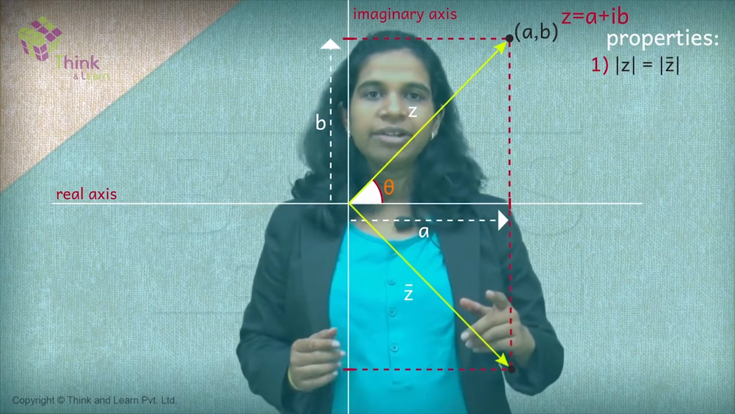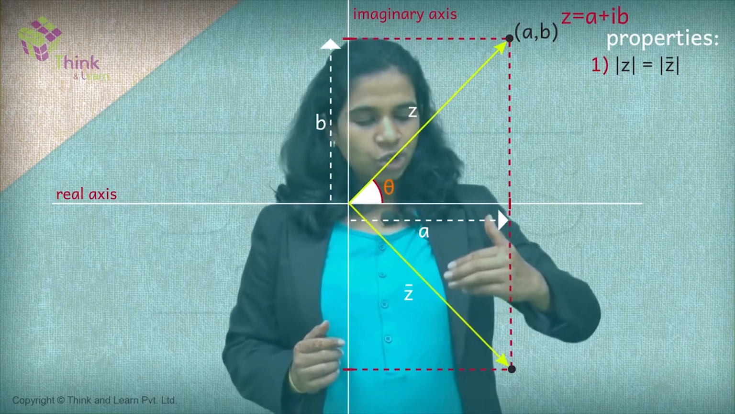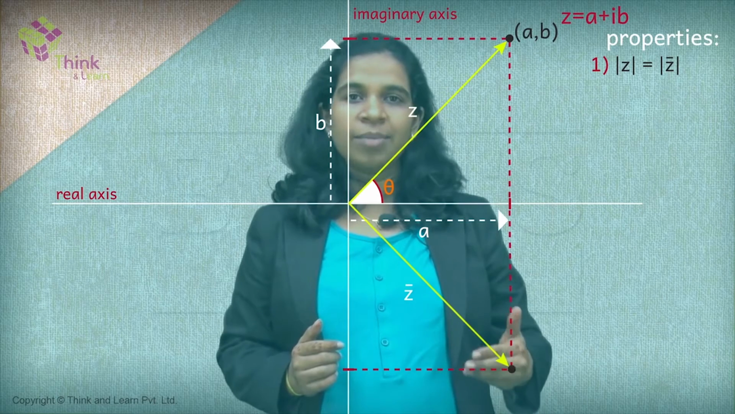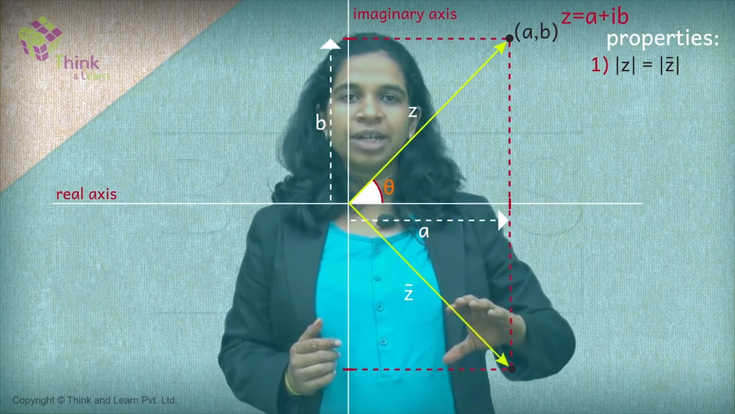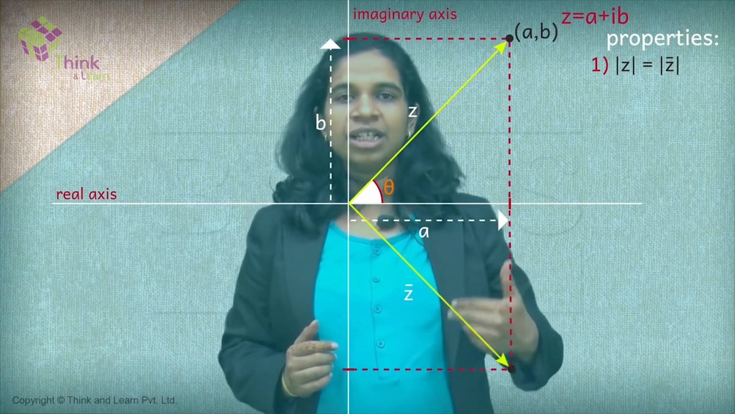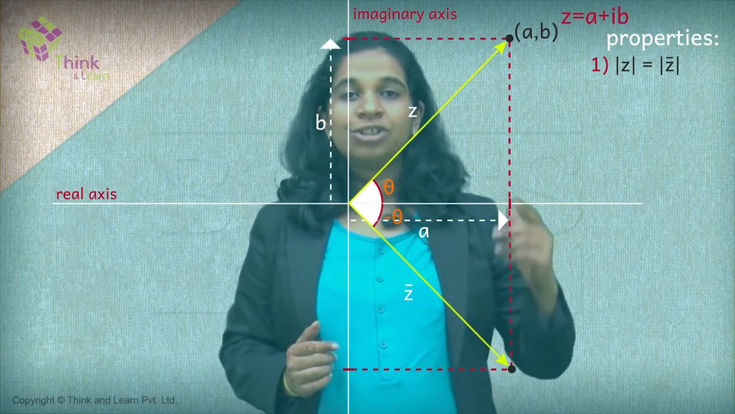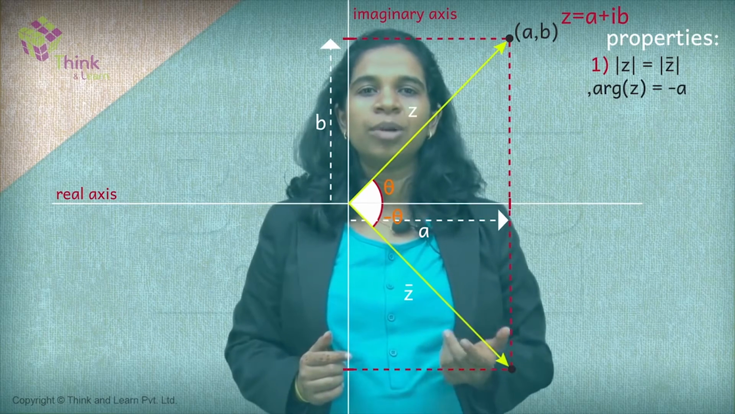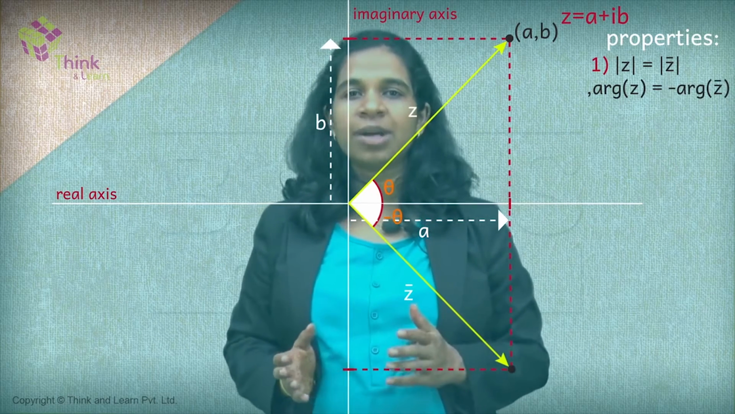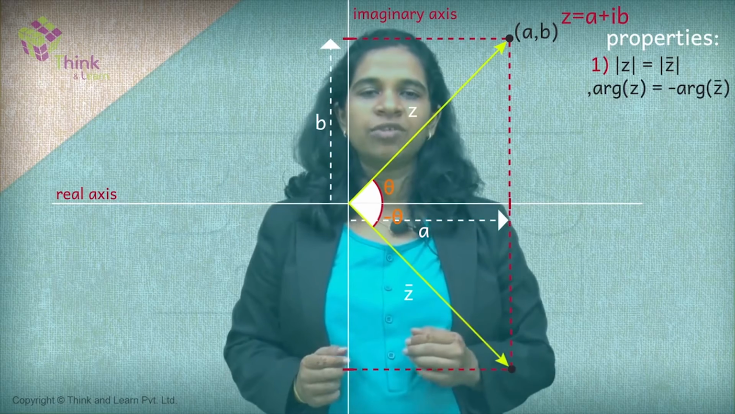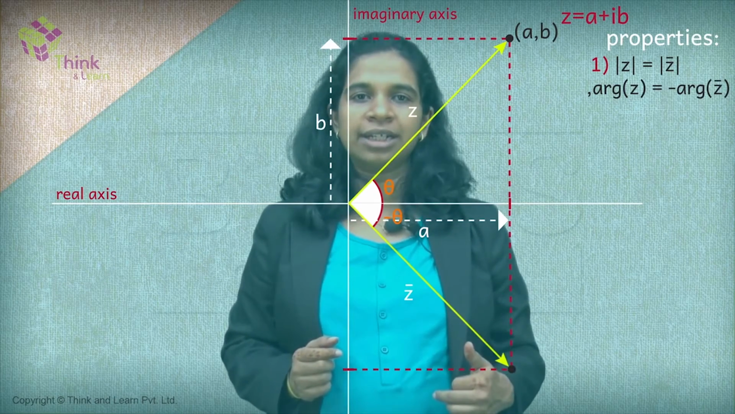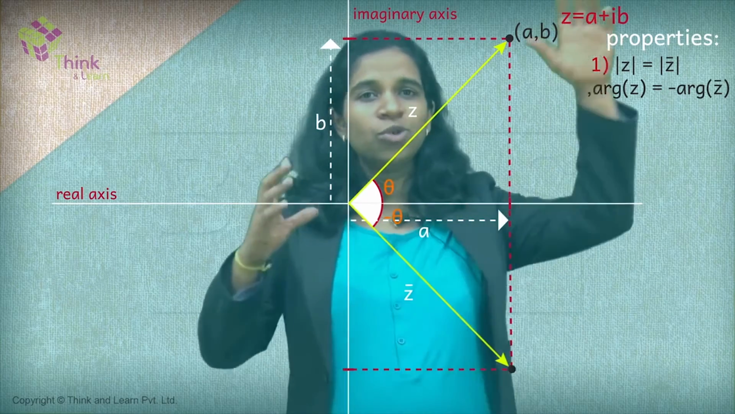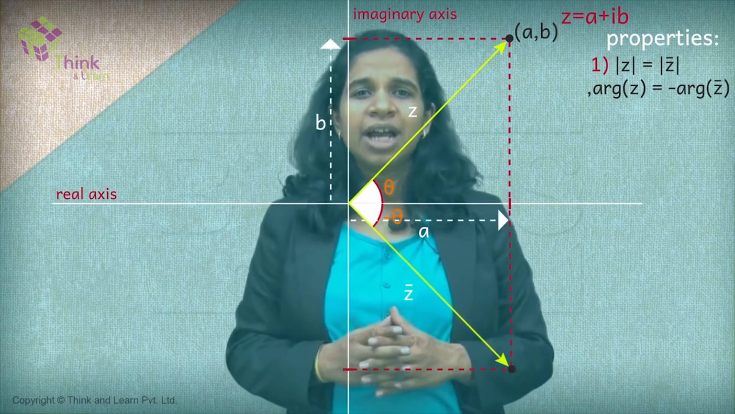Similarly, what can you see about the angle? It's a reflection, right? So whatever angle z makes above the x-axis, the same angle z bar will make below the x-axis. So these two angles will be equal, which means if this is theta, this will be minus theta. So that means the argument of z bar is minus the argument of z. This is theta, this will be minus theta. That's your first property. Now all of these we are going to call properties, so you'll see them with numbers coming on the side.